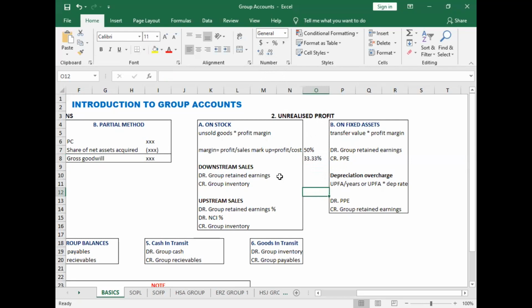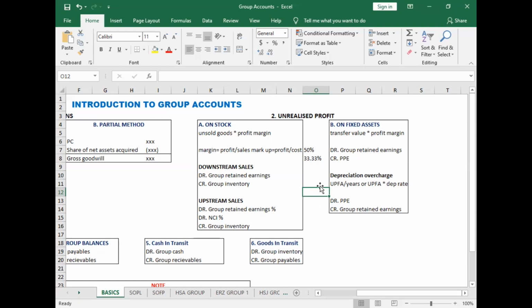Then we also remember we have downstream and upstream sales. Downstream sales are where the sales go from the parent company to the subsidiary. Parent to subsidiary, it goes downstream. While if it is upstream, it is the subsidiary selling to the parent. So remember, for upstream sales, we will debit group retained earnings, debit NCI, and credit group inventory.